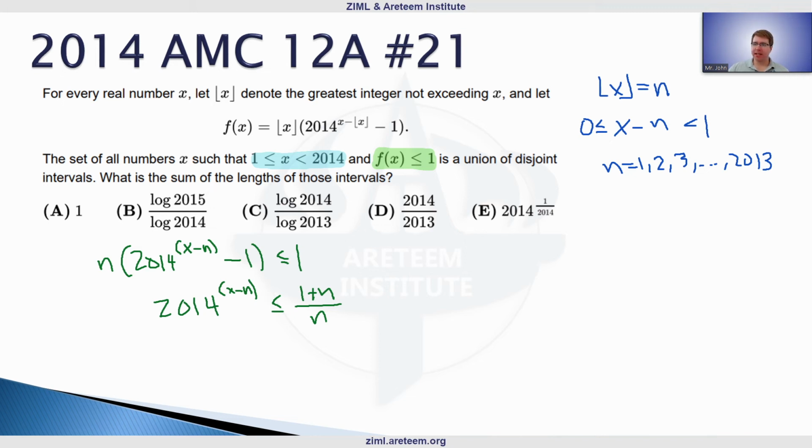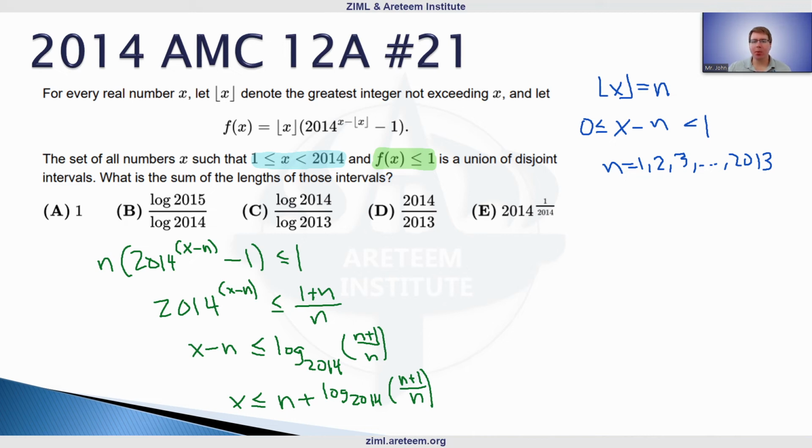Because if we write this with logs, we take log base 2014 on both sides. We get rid of that 2014. X minus n is less than or equal to log base 2014 of, and let me just write, n plus 1 over n in this scenario. So if we write this one last time, x is less than or equal to n plus this log base 2014 of n plus 1 over n there.